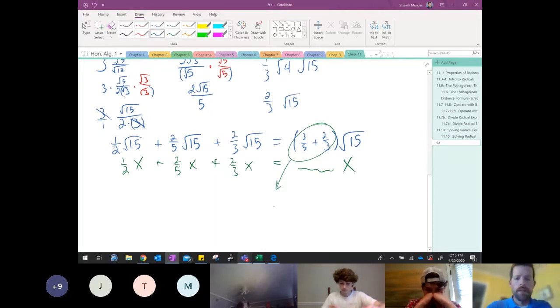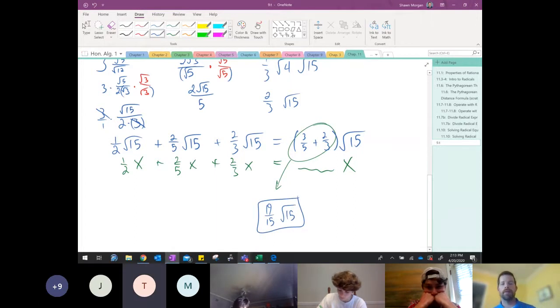Is that what you guys got? Yes. 19/15 square root of 15. If I'm counting in my head right, change both of those fractions like Jack asked about on the last example. Multiply by 3 over 3, multiply by 5 over 5. You get 10 and 9, so that's 19 15ths.